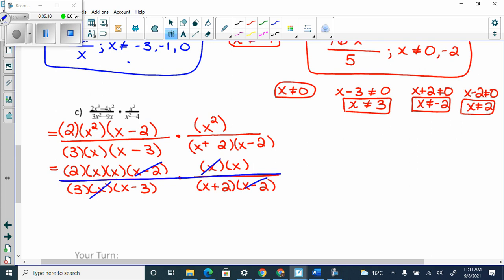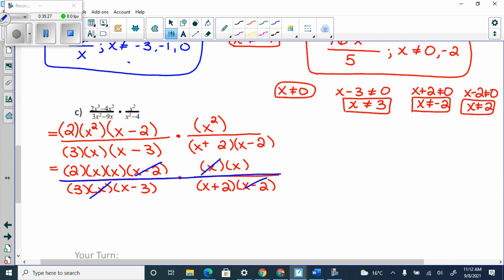Is there anything else I can cancel? Some people want to cross off x's. This x minus 3 has to match up top. Is there a matching one? No. X plus 2. Is there a twin up top? No. 2 and 3? No. I can't make it any better.